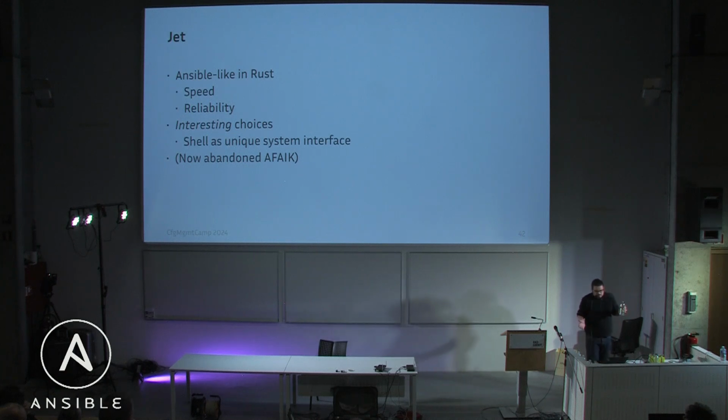I'll talk very briefly about Jet. Jet is now abandoned, but it was an attempt last year to build something like Ansible, but in Rust with more speed and reliability. One of the interesting choices it had was that the Unix shell was the unique system interface used to configure stuff. So it was an agentless tool that would connect through SSH and run commands. And that was the only way to interact with the systems. So I find it quite interesting, given the evolution of configuration management tools, that we are still getting back to basically Unix shell.